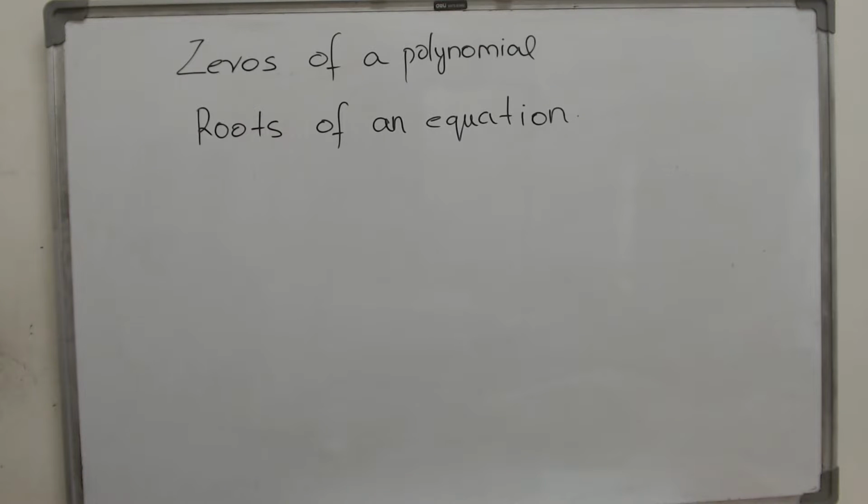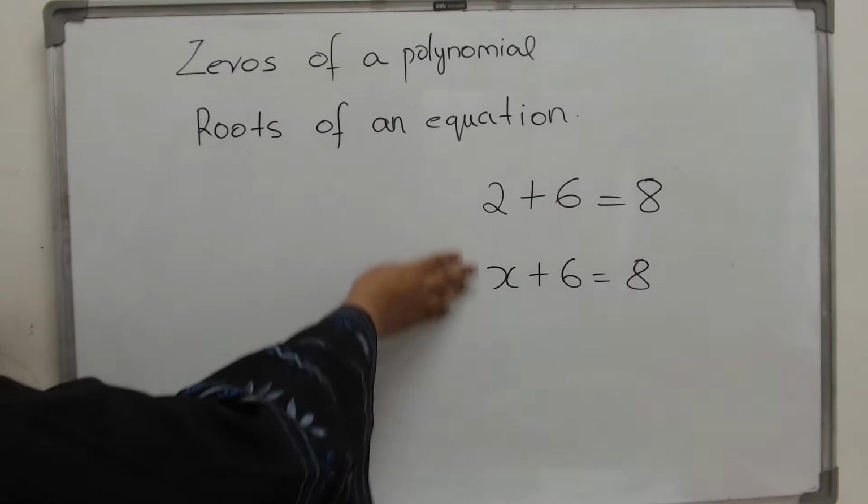Today we are going to learn about the zeros of a polynomial. For that we need to know what the roots of an equation are. We start with two basic equations. Here you see two kinds of equations.